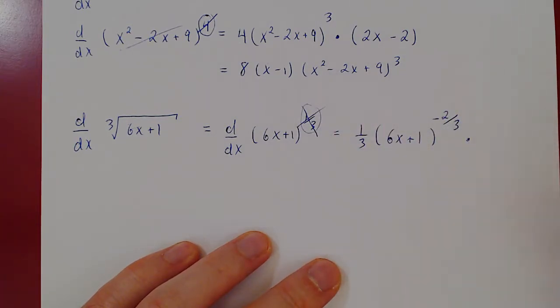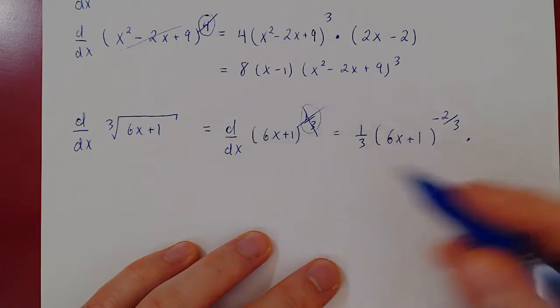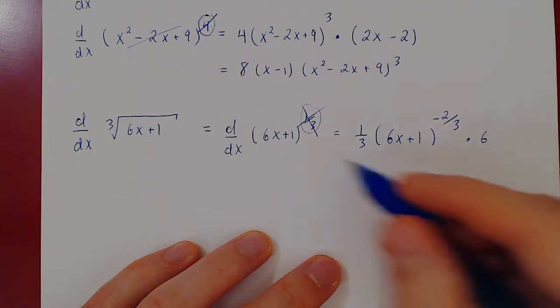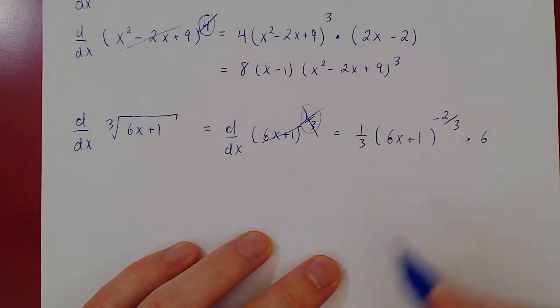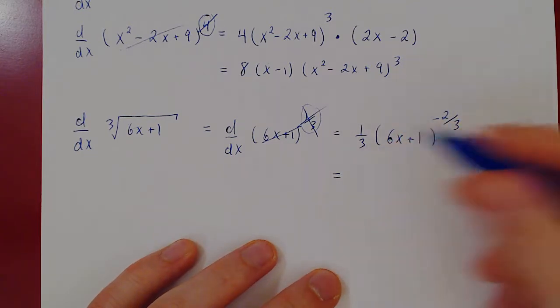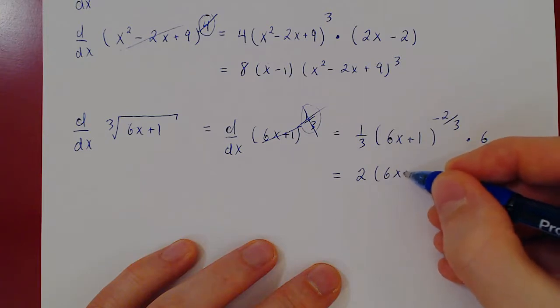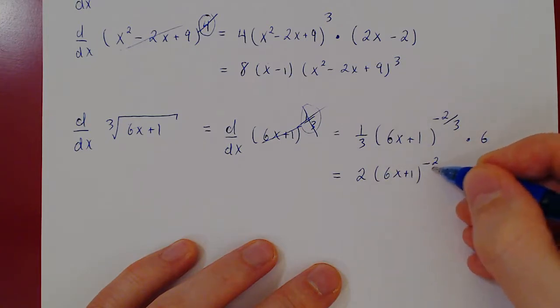the derivative of the inside function, whatever is left over, and the derivative of 6x plus 1 is just 6. And now there's nothing left over, so we're done with the derivative. And 6 times a third is just 2, so it's 2 times 6x plus 1 to the negative 2/3.